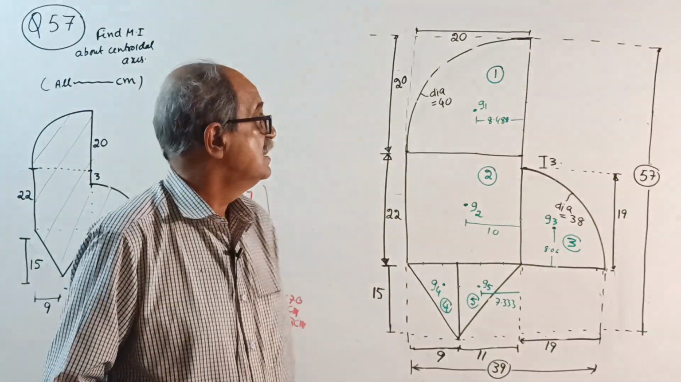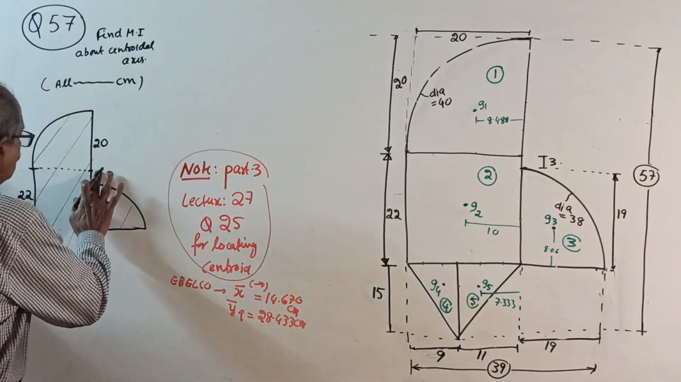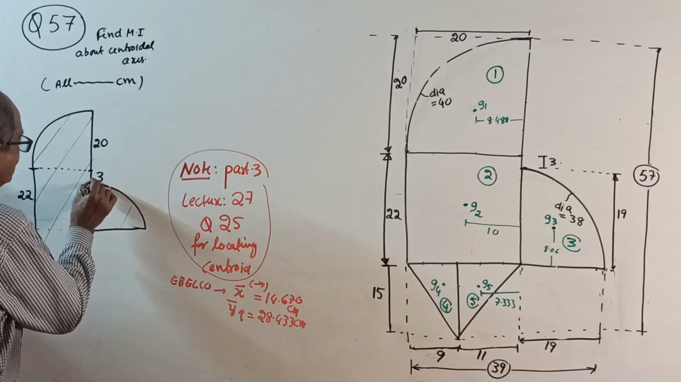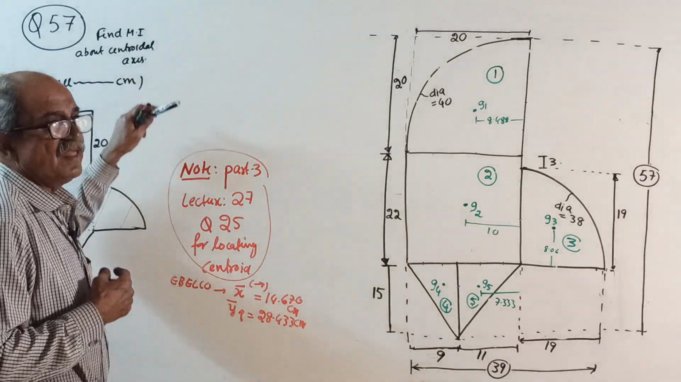Welcome. Today is question 57. This is actually 3, not fully visible there. 3, okay. I will find moment of inertia about centroidal axis.